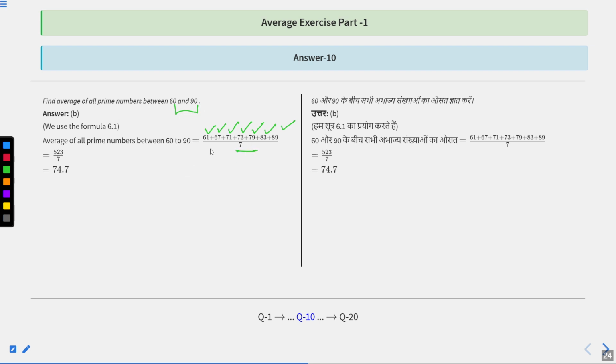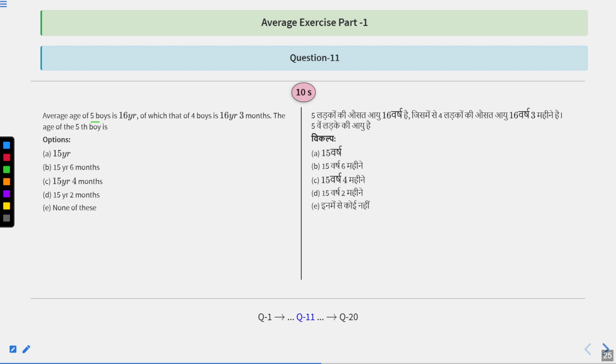7. So we add all these prime numbers and divide by 7 to get the average. When we add up we get 523 and total terms are 7. So when we calculate it we get 74.7 as the average of all the prime numbers between 60 to 90. So B is the correct answer. Next one.